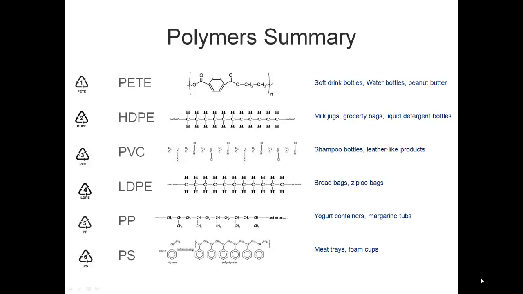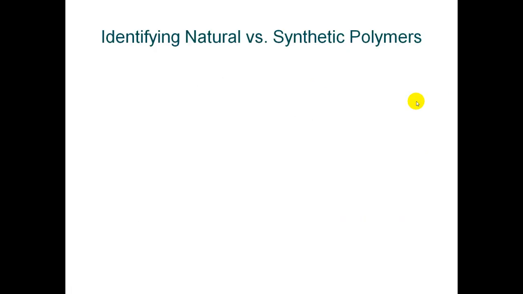So far we've looked at all the 6 different polymers that are the most common polymers that you'll see in packages and materials around you. And here's a summary of the page with the chemical formula for the monomers and polymers and their common uses. Next, I'd like to show you the difference between natural polymers and synthetic polymers and how to identify them.